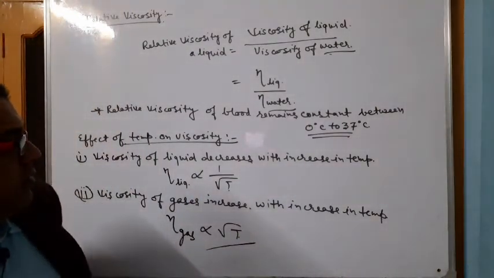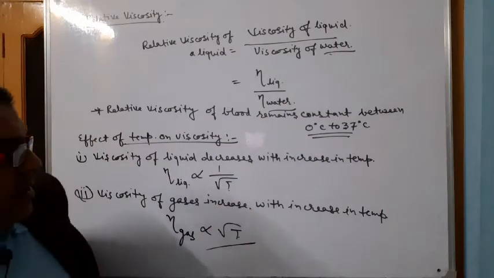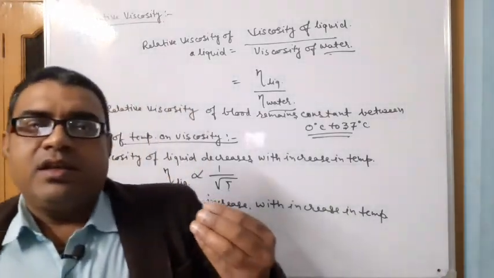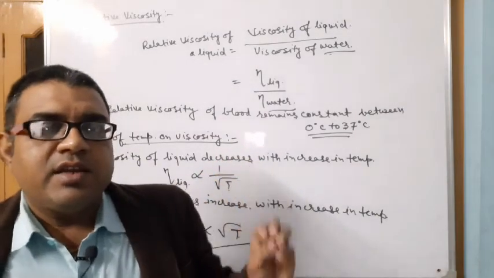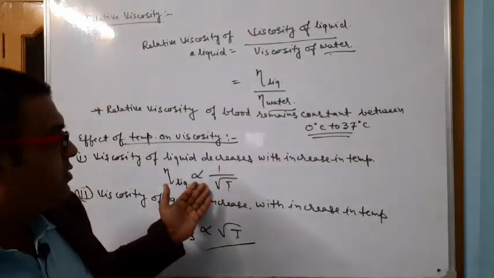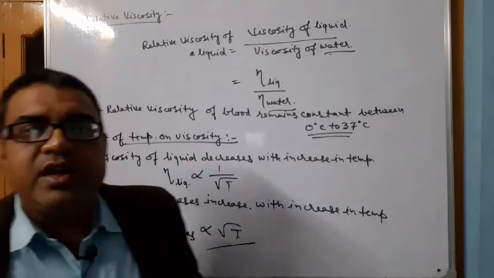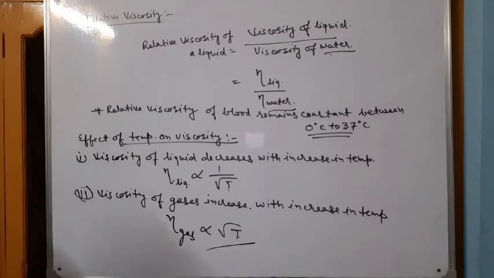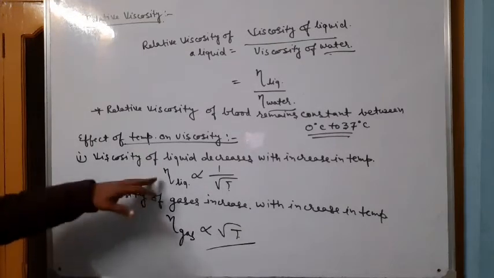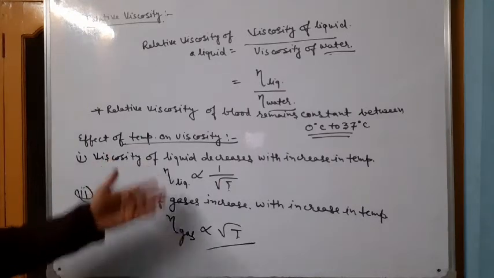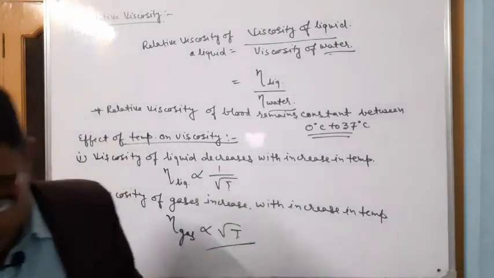While in case of liquid, due to increase in temperature, certain liquid vaporizes, changes into gases, and the density of the liquid decreases, due to which its viscosity decreases with increase in temperature. So these are the two things we can see about the effect of temperature. These two things have no mathematical proof. Experimentally it has been observed, and the direct results are given here.